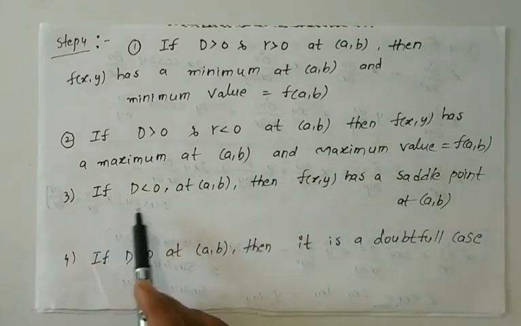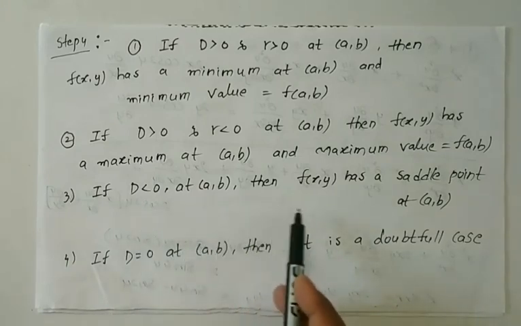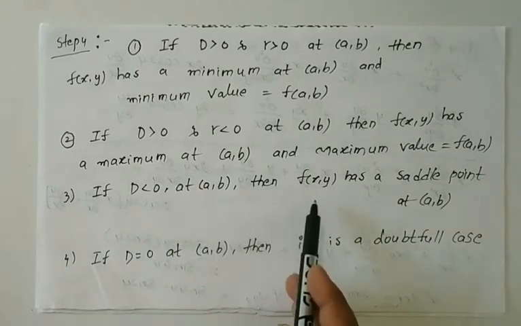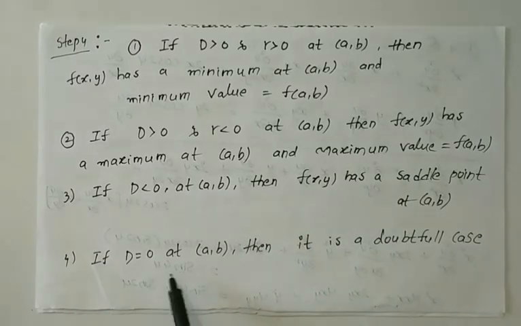Okay. Third one, if D less than 0 at the point a comma b, then in this case the function f of x has a saddle point at the point a comma b. Similarly, if D is equal to 0 at the point a comma b, then in this case there is no conclusion for f of xy. That means in this case we cannot say anything about the point a comma b.